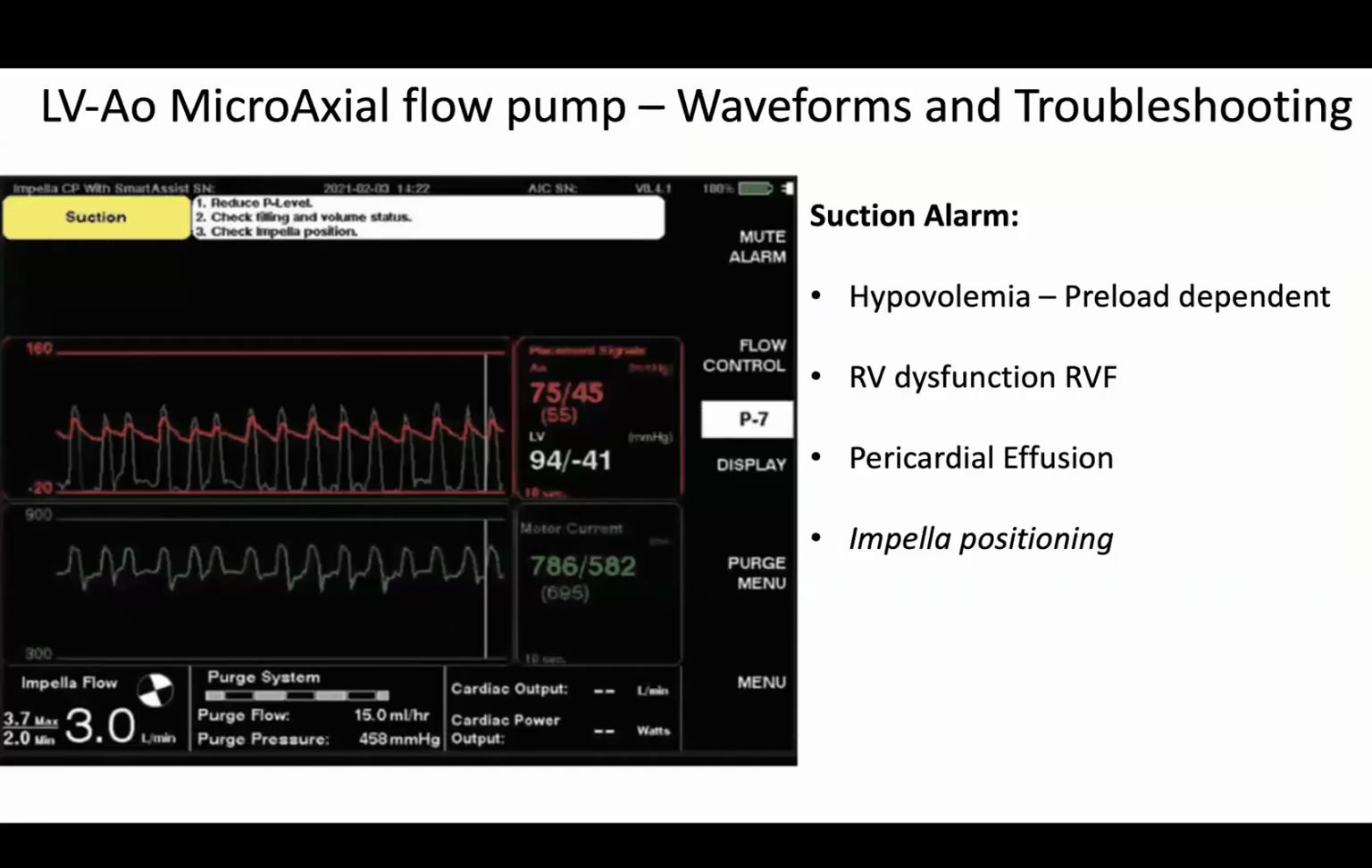Okay, so suction again, a suction alarm in someone with a high heart rate. There's 3 things. Are you bleeding from the groin? Is your RV not working, so the indication from the Impella wasn't right? Or are you dealing with pericardial effusion? Those 3 things. And out of those 3 things, most likely is bleeding, right?